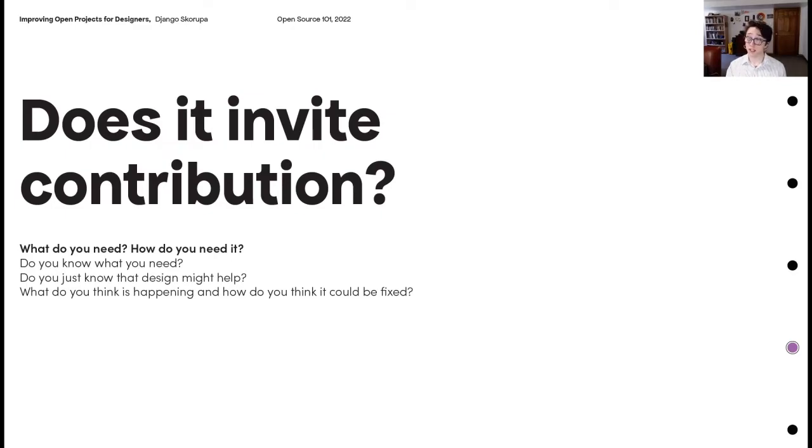So, when you're explaining all of that, when you're explaining how much you know, why you know it, also explain what you need and how you need it. Do you know what sort of specific step in the design process you need assistance with? Or do you know that just design might help? What do you think is happening on your project currently, and how do you think it could be fixed?